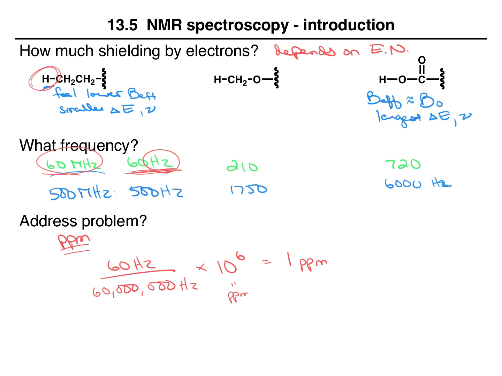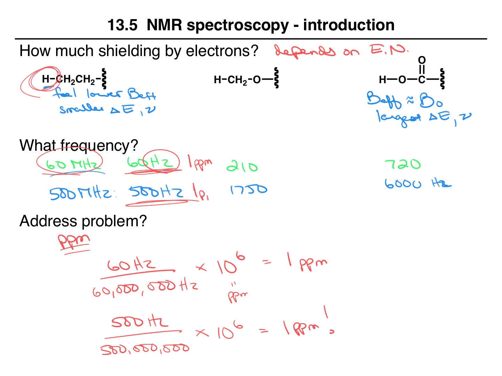So this hydrogen on a 60 megahertz instrument will have an energy gap of 60 hertz, so it'll absorb energy at 60 hertz, and that corresponds to 1 ppm. Now for the 500 hertz, we do 500 hertz divided by the 500 megahertz, and then times 10 to the 6th so that we get to ppm. And guess what? This is also 1 ppm. So we don't use hertz to compare between different instruments. We use ppm.